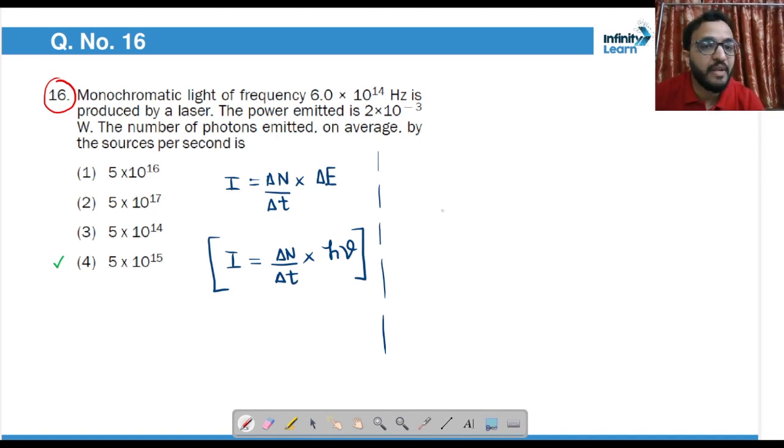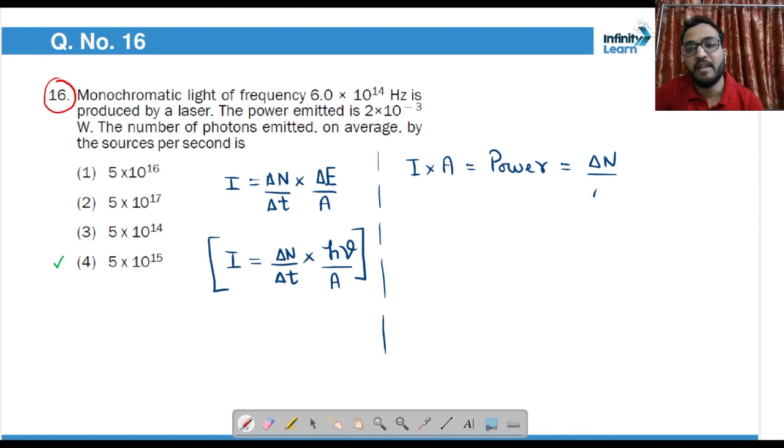Now they have given us the frequency, they have given us the power. They are asking the number of photons emitted on an average per second. So power is given, right? Power is what? Intensity into area. Have they given anything about area? Sorry, intensity is power upon area. So intensity into area is power. Power is technically this much only: delta N by delta T into h nu.